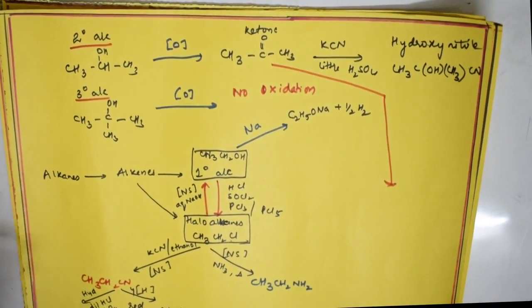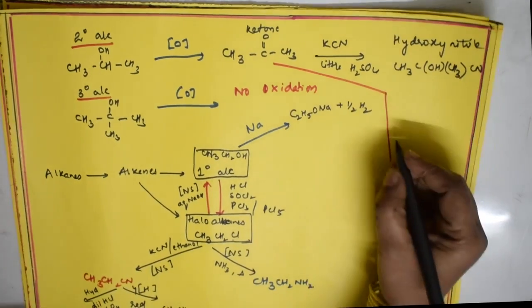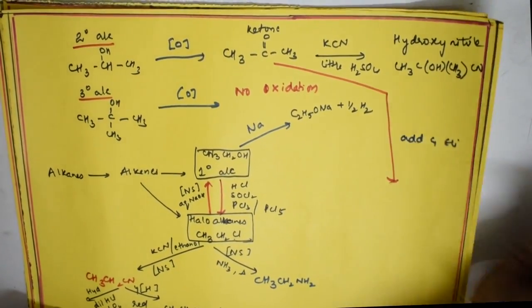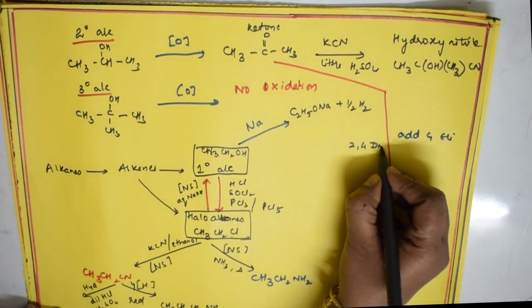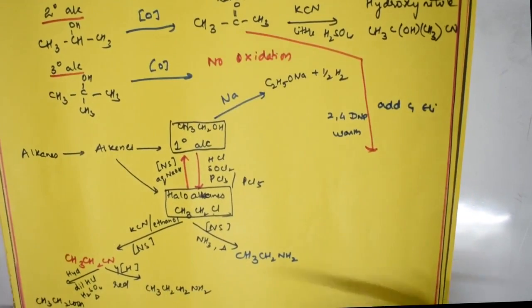Okay. Now see. Further, for ketones I can use 2,4-DNP, which means an addition-elimination reaction. Both will happen in this. What am I going to use? I am going to use 2,4-DNP with this and warm it. When you use 2,4-DNP and warm, what happens?